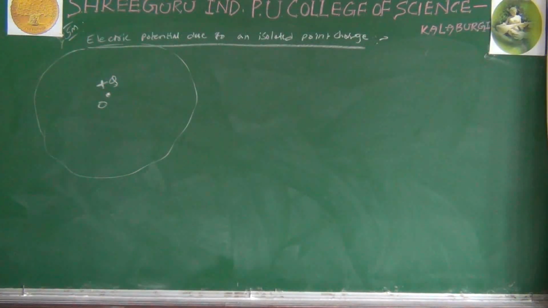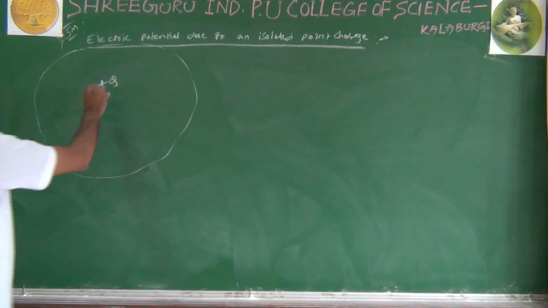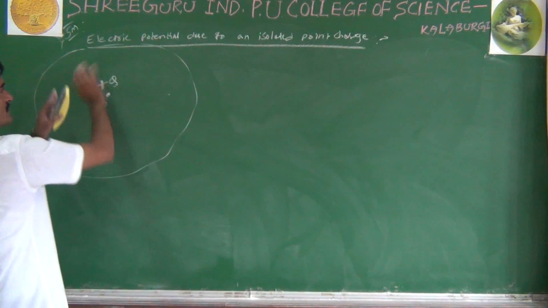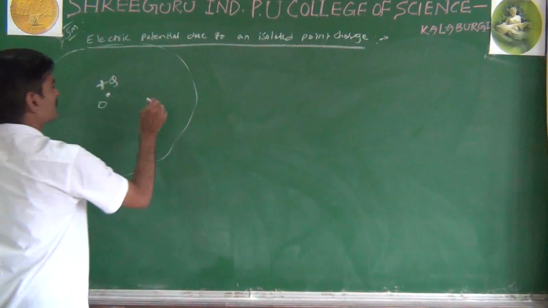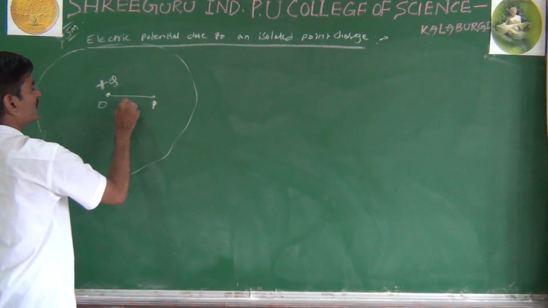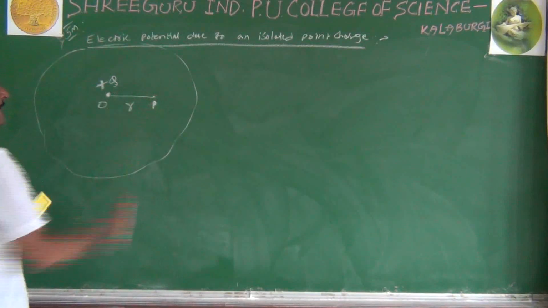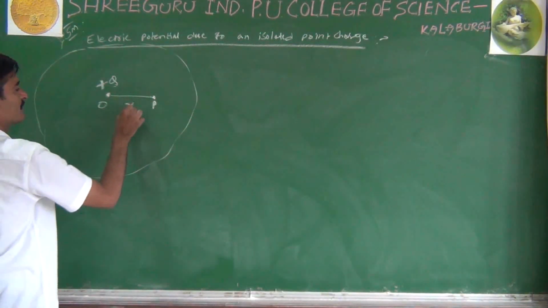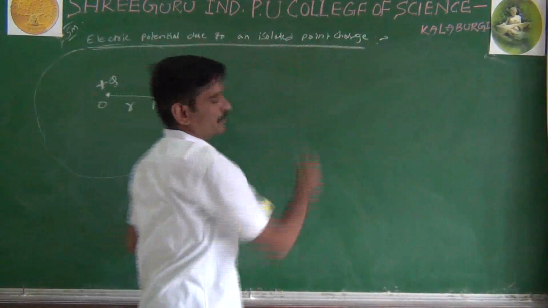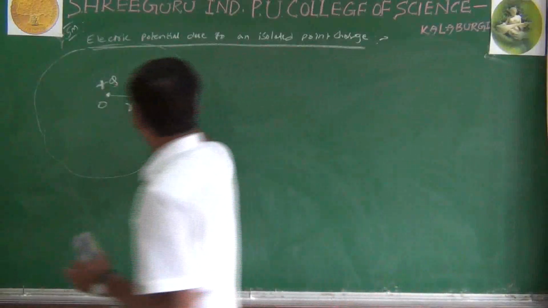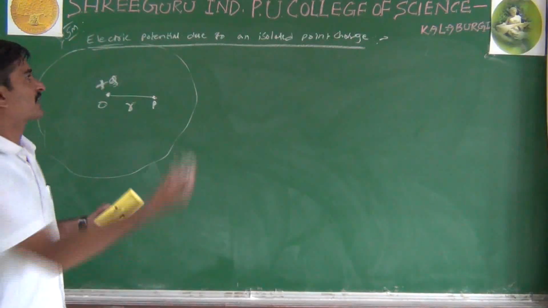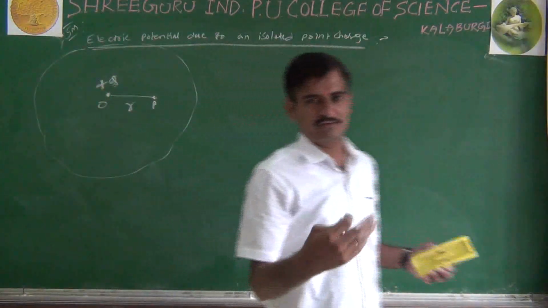Now we want to find the electric potential due to this source charge at any point. Let us consider a point P at a distance r from the source charge. At this point we have to find the electric potential due to the source charge plus Q. Understood? So for that, first I will tell the definition.